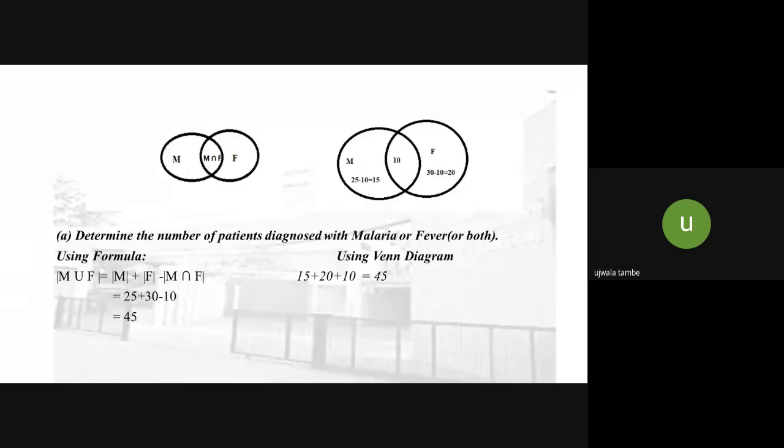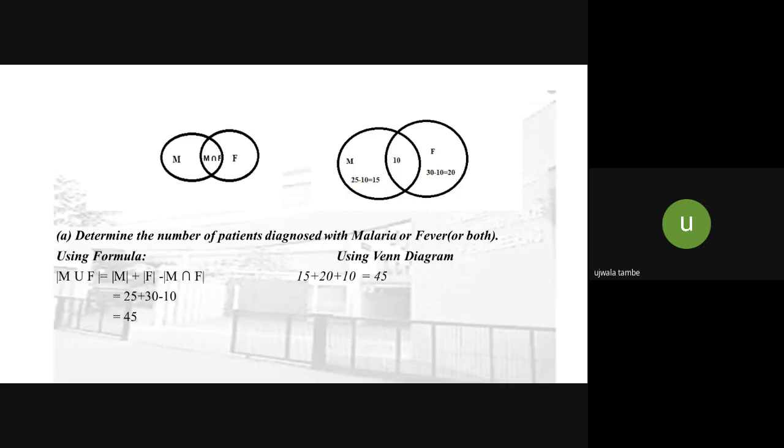So like this, we have to find out the value of the number of patients. Okay, so this is using the formula. Also we can calculate the same using a Venn diagram.